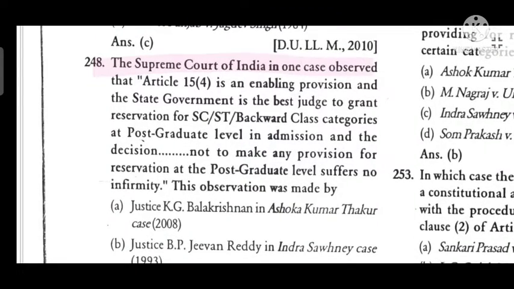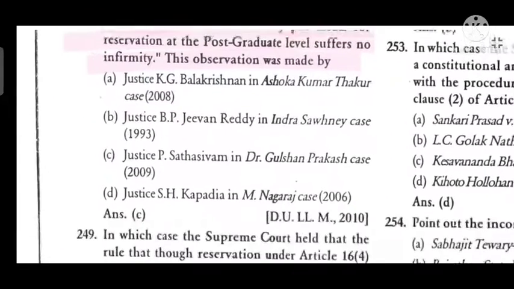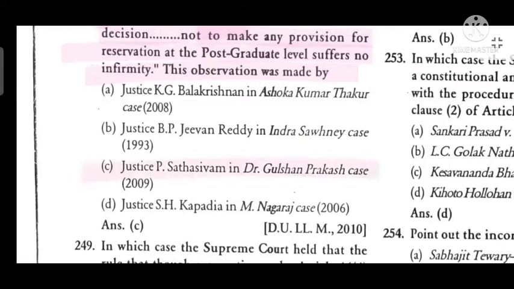Supreme Court of India in one case observed that Article 15 is the enabling provision and the state government is the best judge to grant reservation to ST, SC, backward class category in post-graduate level admission and decision. It does not make a provision for reservation at postgraduate level, suffering infirmity. This observation is made by Justice P.